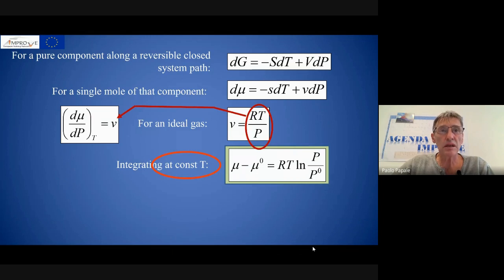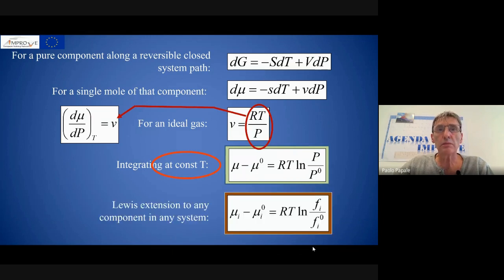Here comes the key step. The American chemist Gilbert Lewis proposed in 1901 an extension of this relationship to any substance in any state, either pure or as a component in a mixture, by introducing the concept of fugacity as a replacement of pressure, the latter being valid only for a pure ideal gas. From this extension, we immediately understand that for a pure ideal gas, fugacity corresponds to pressure. Let's see more about it.